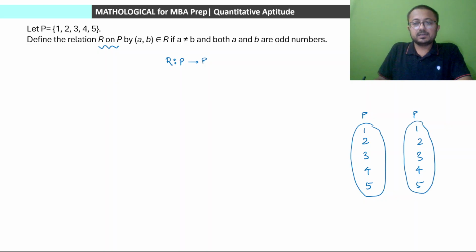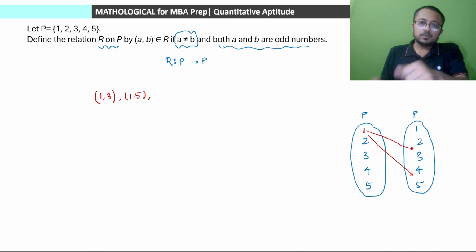And then the condition of the relation is that R is on P by (A, B) element of R such that A is not equal to B. So A and B are unequal and both A and B are odd numbers. So A has to be an odd number and A should not be equal to B. So if we take the first element, which is 1, 1 is an odd number, and since A and B should not be equal, 1 and 1 are not related, though both are odd. So 1 and 3 could be related, or 1 and 5 can also be related since both are odd and unequal.